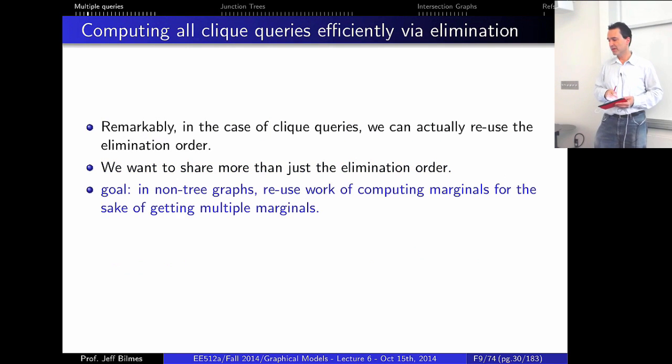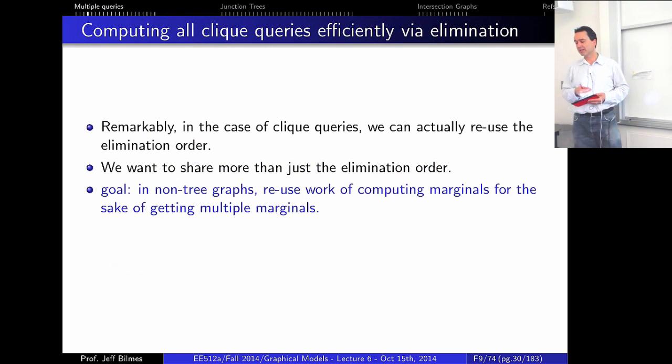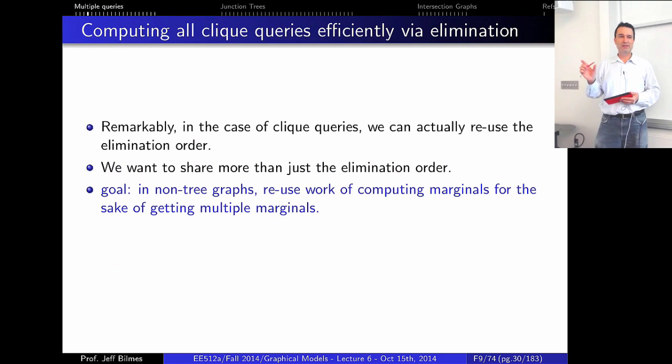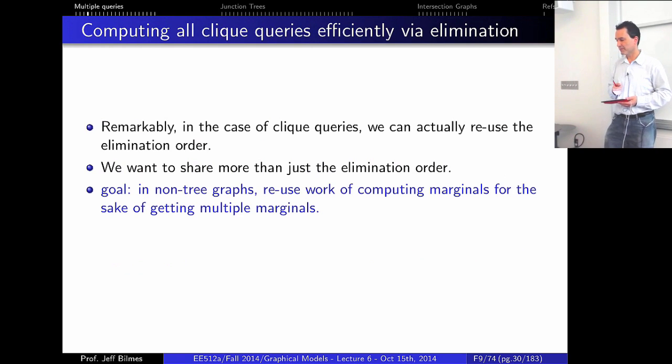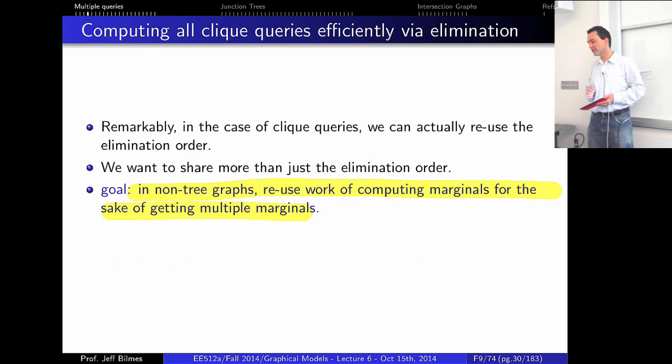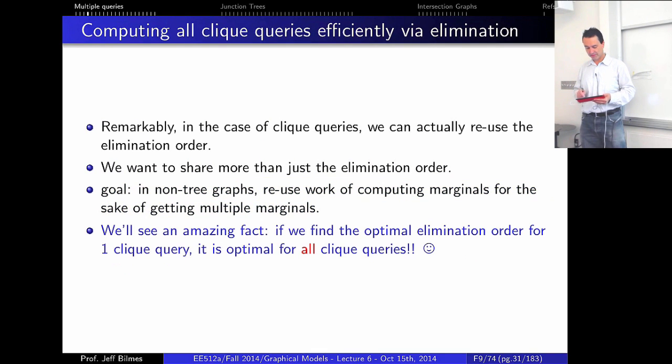There has to be some set of rules that will allow us to do that. We've already encountered the message passing protocol, and in fact, that's going to be exactly the same set of rules that allow us to do that. But of course, we need to morph any graph into a construct where, once again, the message passing protocol applies, because the message passing protocol applies to trees. So we have to somehow get a tree again. This is our goal. In non-tree graphs, we want to reuse the work of computing the marginals for the sake of getting multiple marginals.